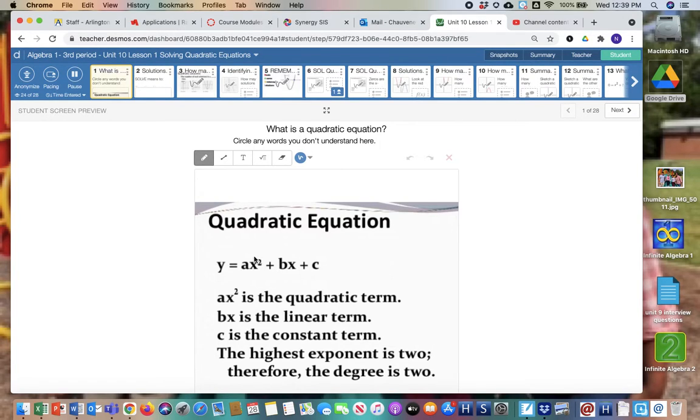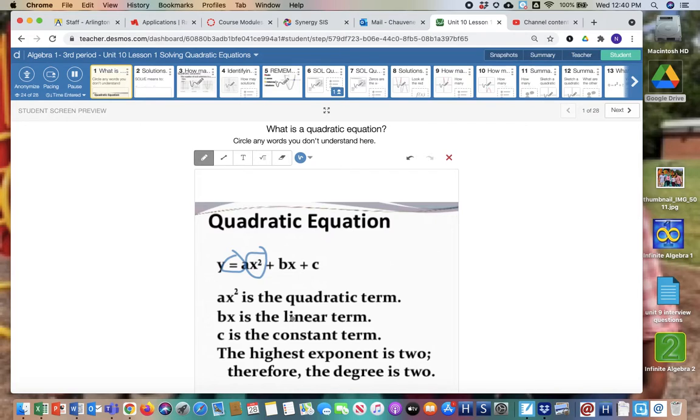It has to have two key components. The first part is that it has to have an x squared term. In order to be a quadratic, it has to be to the second power. So you need that quadratic term. And then to be an equation, obviously it has to have an equal sign.